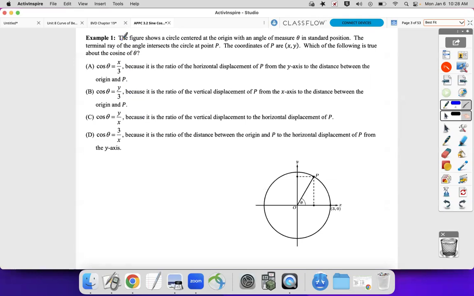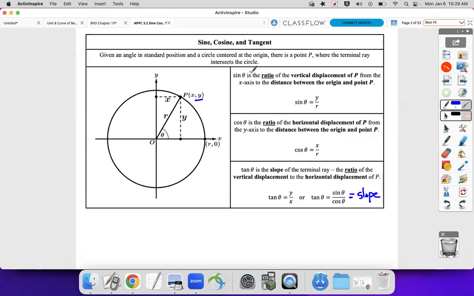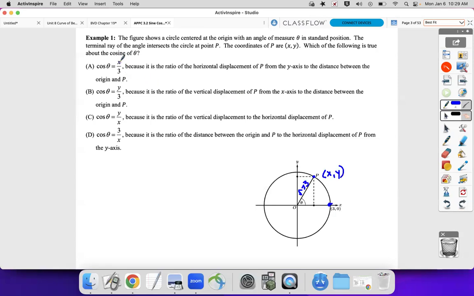Okay, so your first example says the figure shows a circle centered at the origin with an angle measure theta in standard position. The terminal ray of the angle intersects the circle at point P, where you have a value of x comma y. And we know our radius is 3 because you can see this point right here goes from 0 to 3. So that makes this radius 3. So going back to the definition of cosine, we need the x value over the radius. Well, we don't know the x value, but we know the radius is 3. So the answer to this is A.